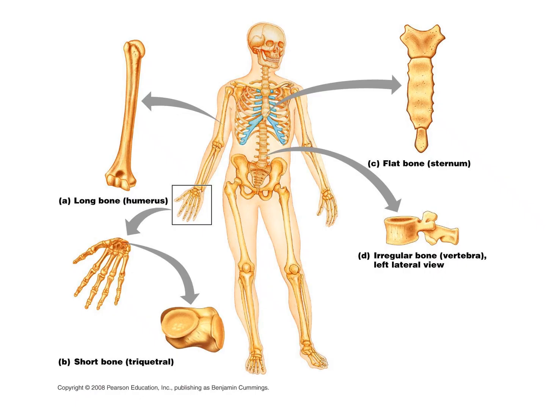Irregular bones have complex shapes and can't be easily classified. They possess varying amounts of compact and spongy bone. Examples include the vertebrae and facial bones.